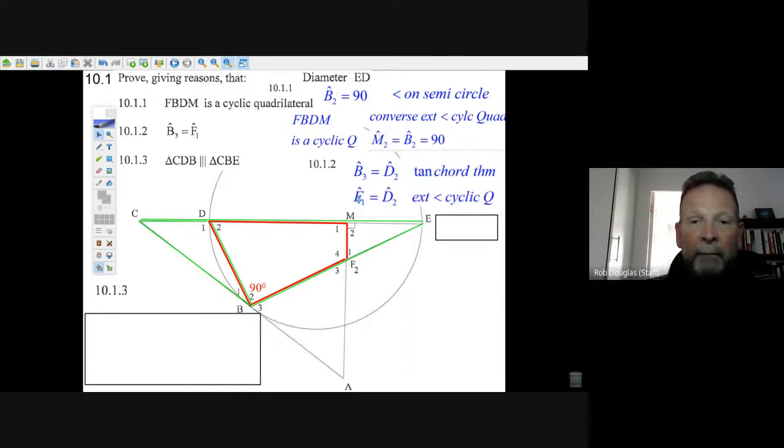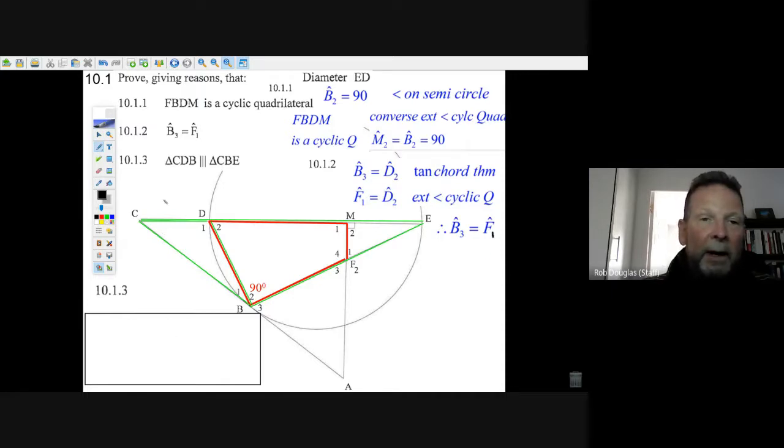And we know that F1 is equal to D2. F1 is equal to D2 because that's the exterior angle, and we just proved that it's a cyclic quad that fits around these four things. Well, if B3 equals D2 and F1 equals D2, then therefore B3 must equal F1. And that question is done. We just proved that B3 equals F1 right there.